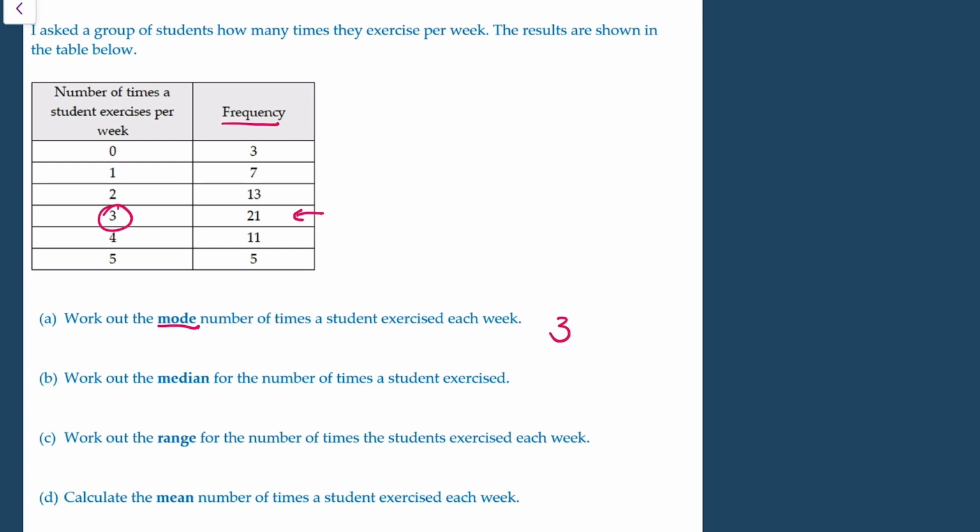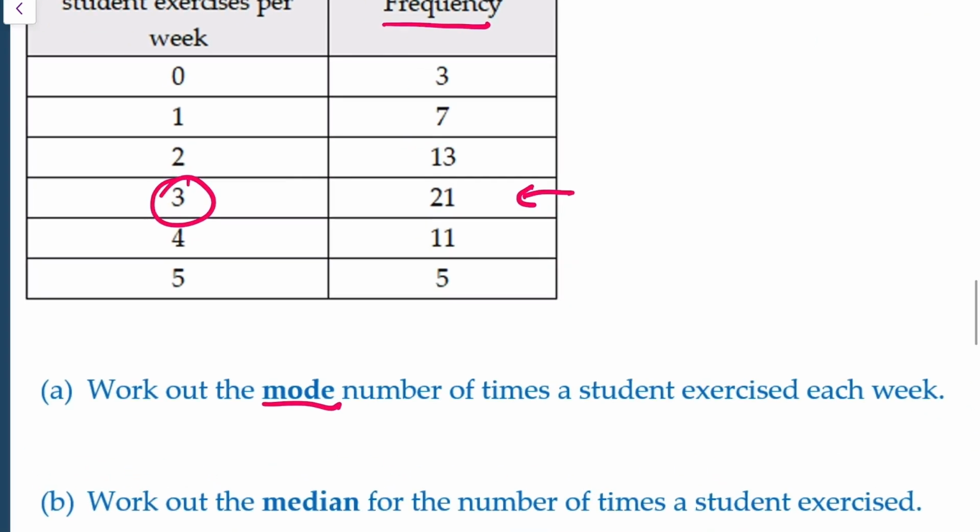The median is the middle number of times a student exercised per week. So I need to go and add up this frequency here. 3 people exercise 0 times. Add 7, I get 10. Up to 10, I've either exercised 0 or 1 time a week. 10 add 13 gives me 23. So 23 people exercised 0, 1 or 2 times a week. 23 add 21 is actually 44.